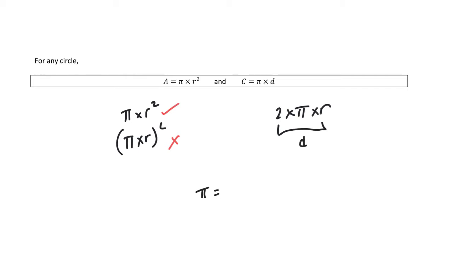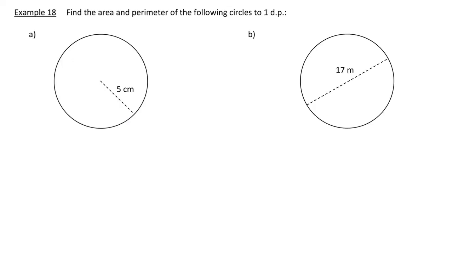Pi we know to be approximately 3.142, but we should use our calculator button to keep our answers exact. So example 18, find the area and perimeter of these circles. And whenever we think of perimeter, we're thinking of circumference.